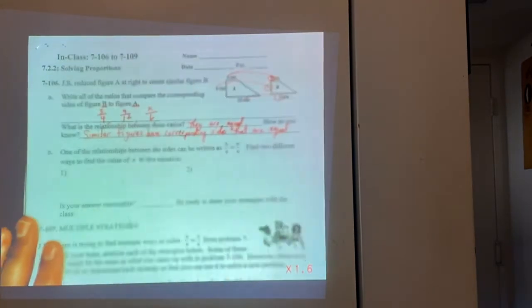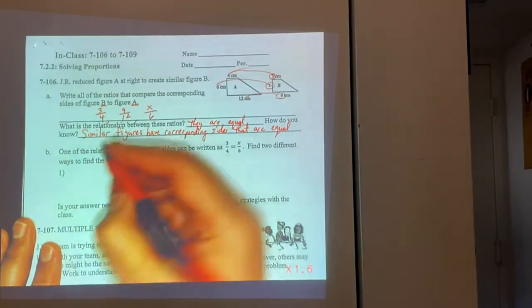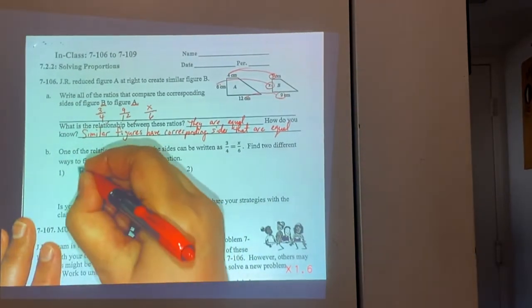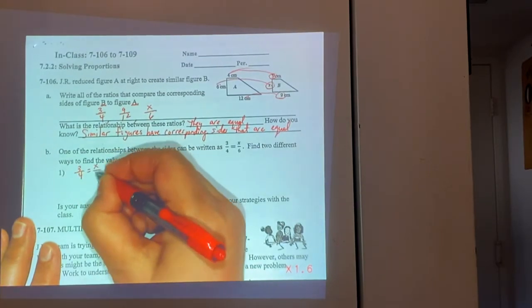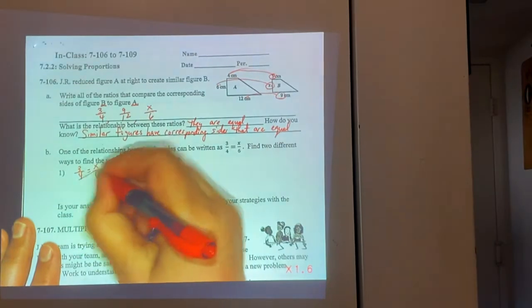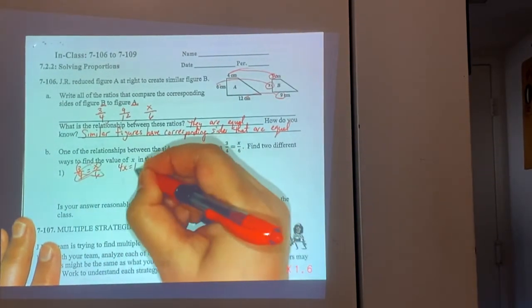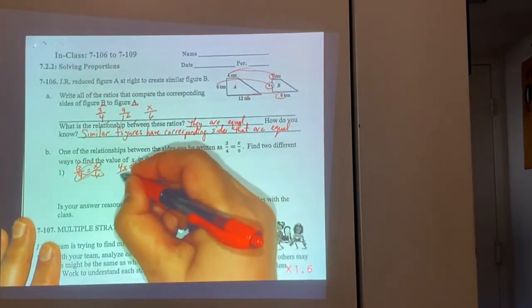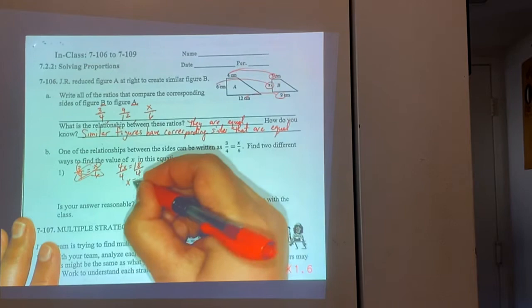Find 2 different ways to find the value of X. If I do this the first way, 3/4 equals X over 6. We could do that crisscross method where we go like this, remember? 4x equals 18. Divided by 4, X equals 4.5.